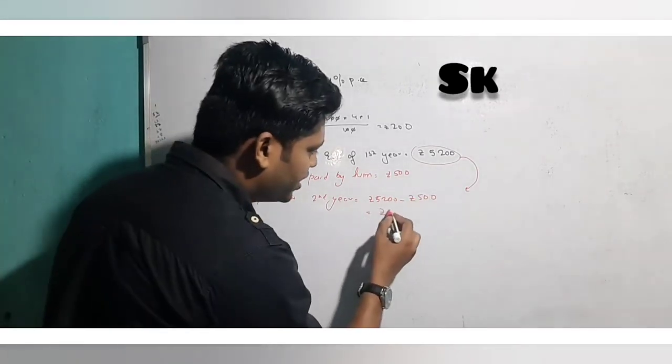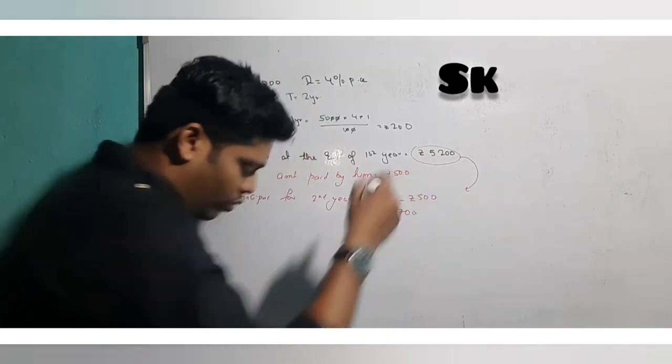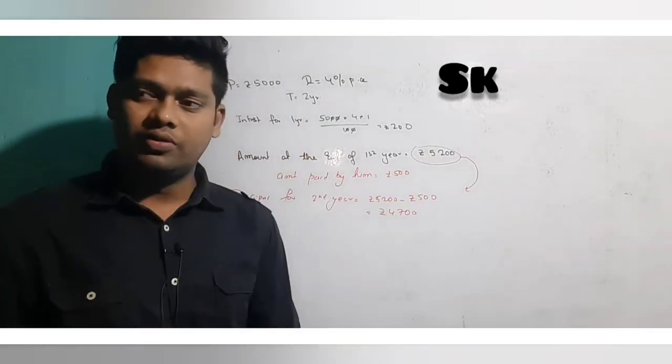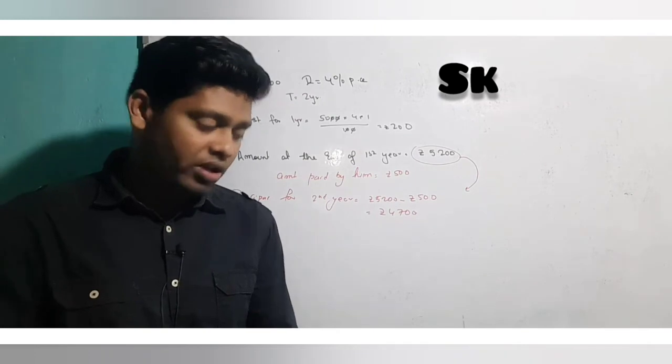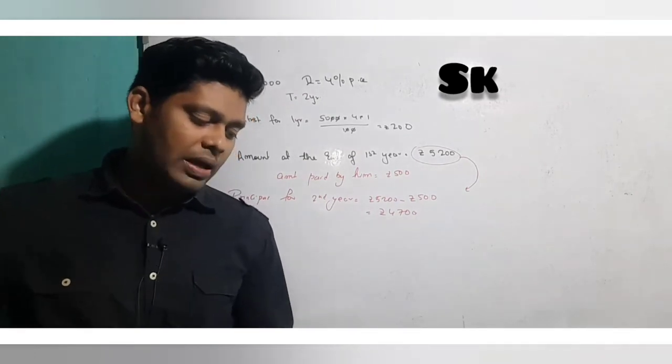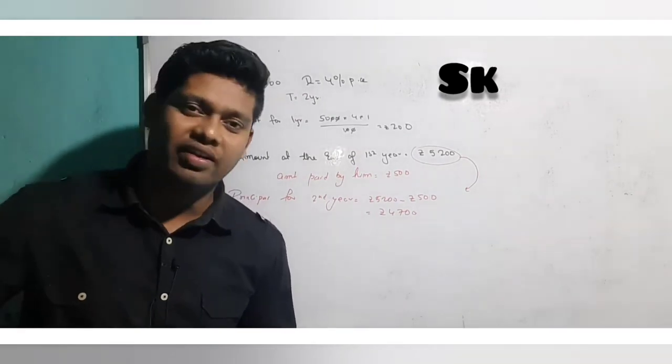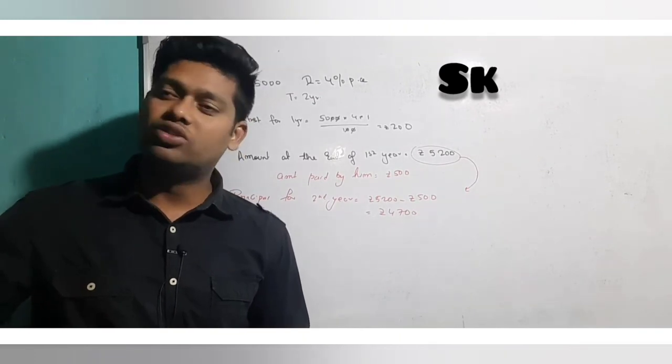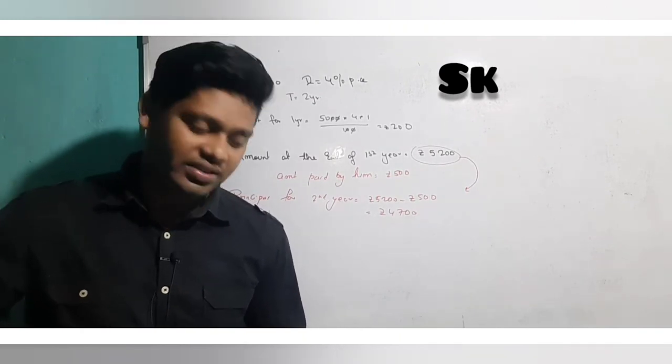Now how will it be? 4700. Rupees 4700. Why have I written this? You understood or not? You tell me. If he had not paid any amount, then 5200 would be our principal for next year. But he has paid. He has paid 500. So it's not 5200. It is 4700.